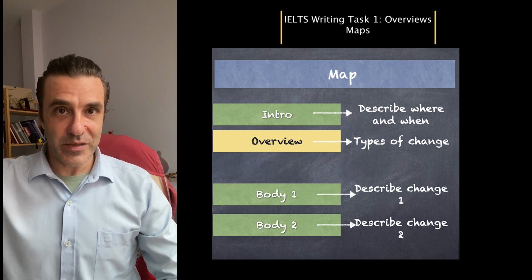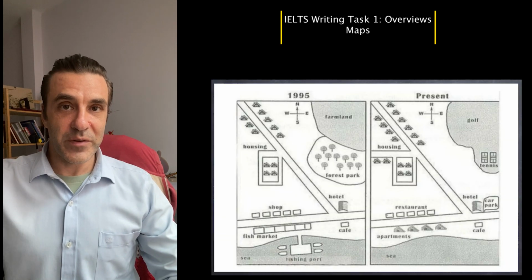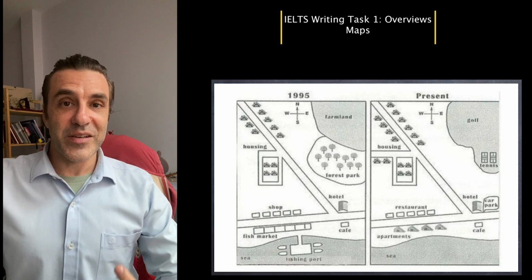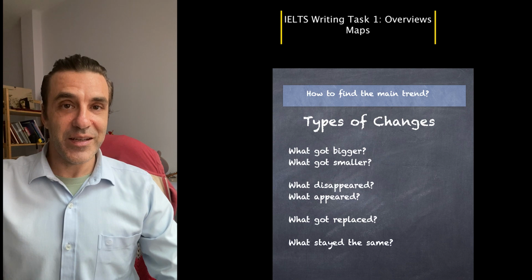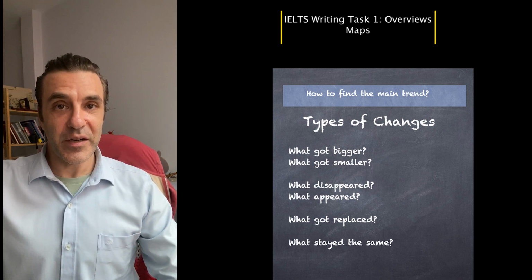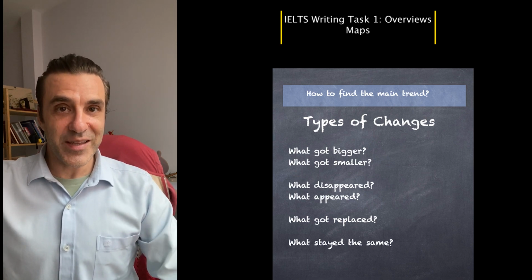type of changes. Because remember, for the maps, we are comparing 2 different maps, looking at the past and present, or maybe the future, and looking at the different types of changes. So when we look at changes, we need to see what got bigger, what got smaller, what disappeared, what appeared, what got replaced, or what stayed the same.